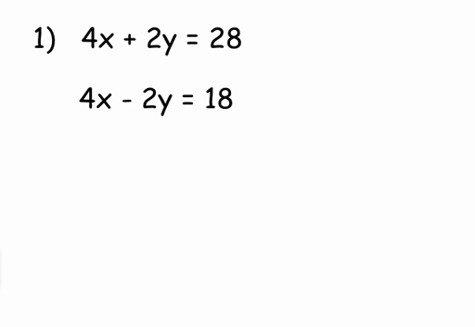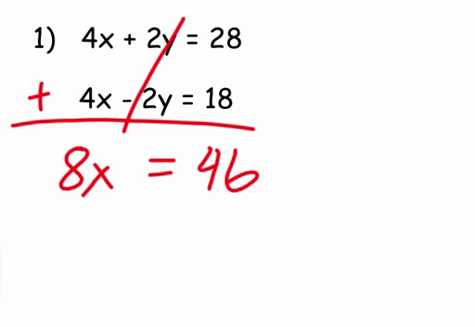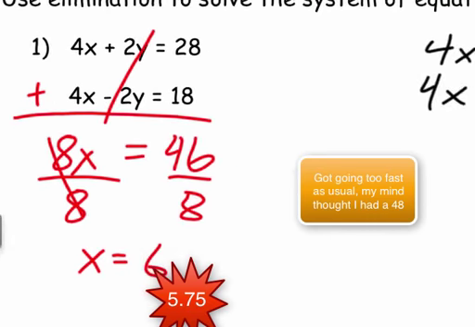4x plus 2y equals 28. 4x minus 2y equals 18. So let's add this first one. Here, 4x plus 4x is 8x. 2y plus a negative 2y is gone. Bring my equal sign down, and then we're left with 46, right? 28 plus 18. And then I can solve for x over here. Divide by 8, and x equals 6.